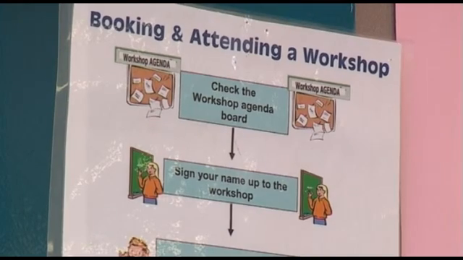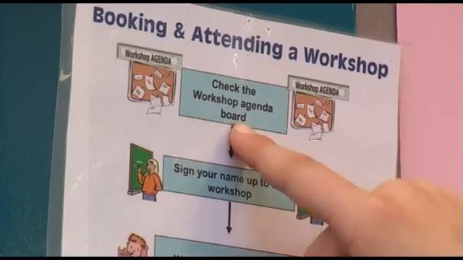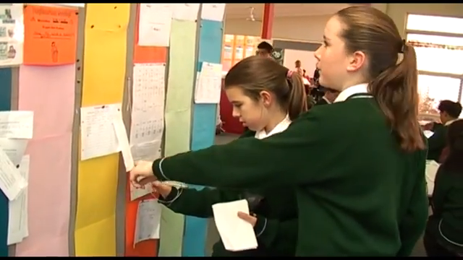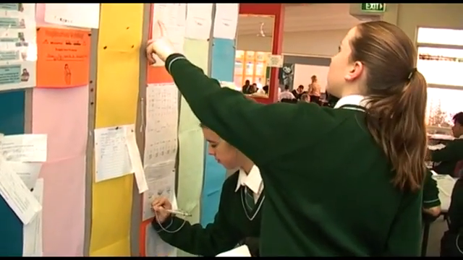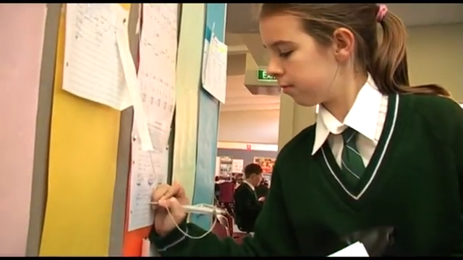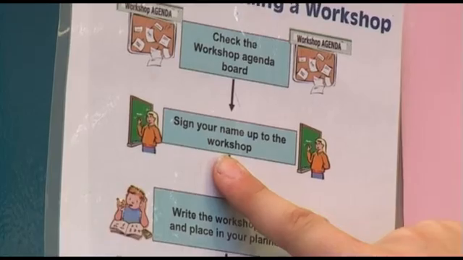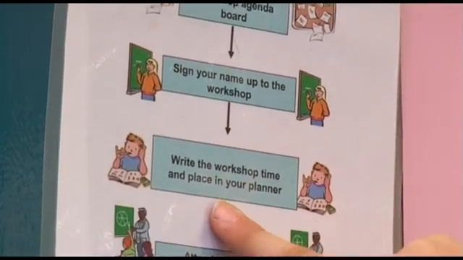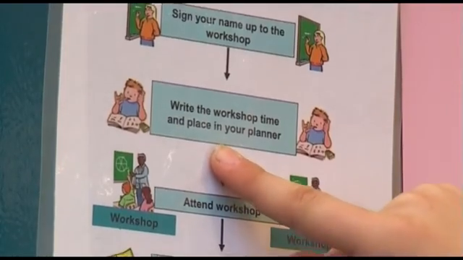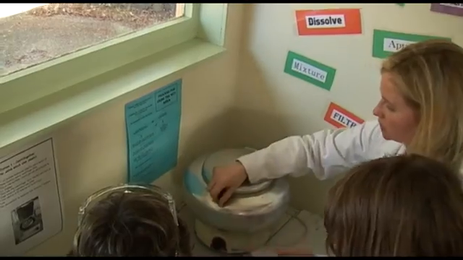This is a flowchart of how to attend a workshop. First you check the workshop agenda board, then you sign your name up to the workshop. First you put your name down, your first name, your last name, and what family group you're in. You go to the flowchart again, you write the workshop time and place in your planner. You attend the workshop.